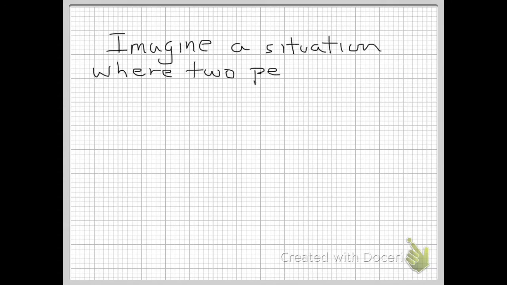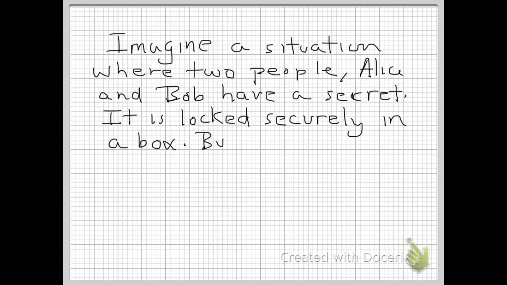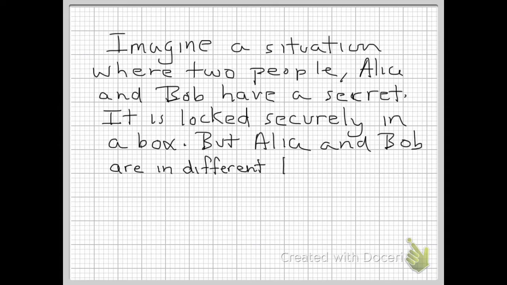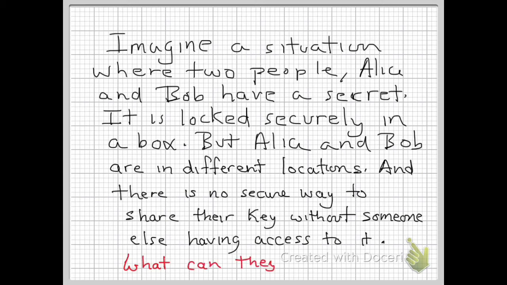Imagine a situation where two people, say Alice and Bob, have a secret. The secret is locked in a secure box, but Alice and Bob are not in the same location, and it's difficult for them to share the key so that they can both access that information without somebody else having access to that key. So what can they do in this kind of situation?